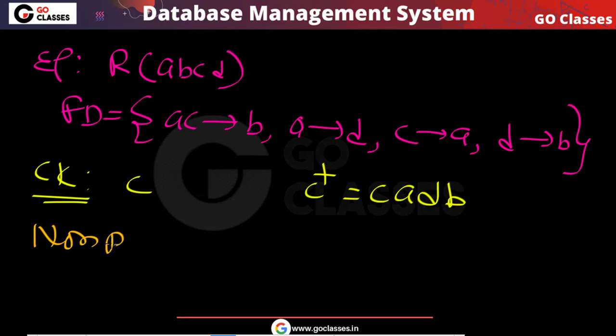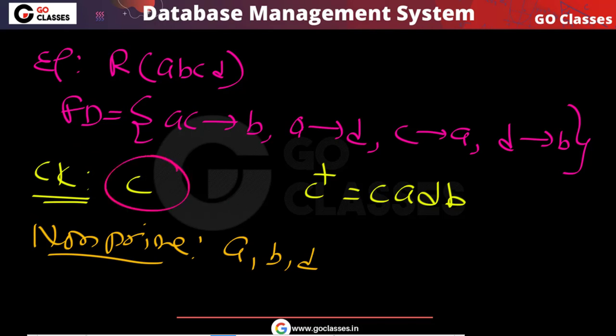So what are the non-prime attributes? The non-prime attributes are A, B, D. Because your candidate key is only a single attribute, a proper subset can never determine a non-prime attribute. If you take the proper subset of the candidate key, that is the empty set, and the empty set can never determine any attribute. So because your candidate key is a single attribute, it is in 2NF.